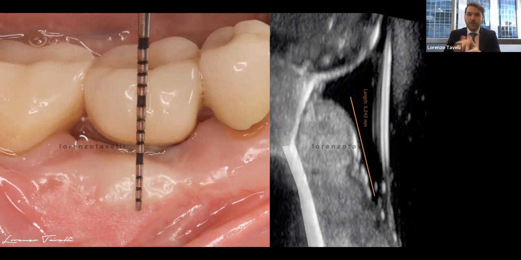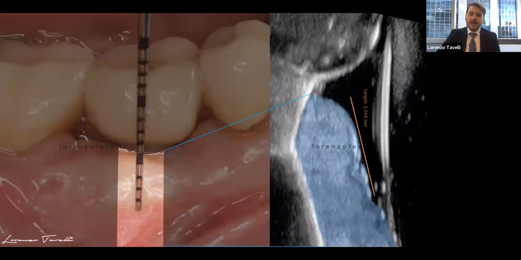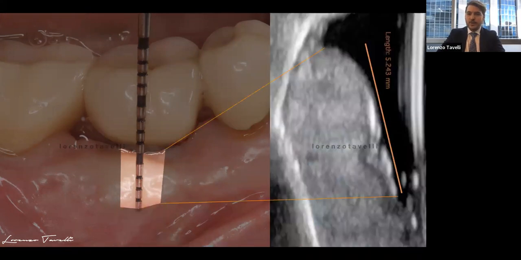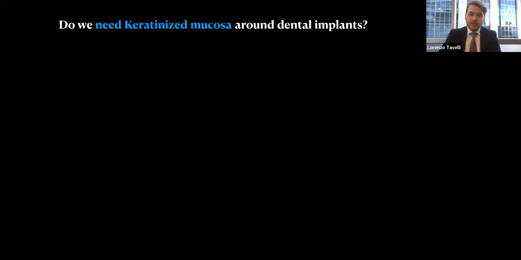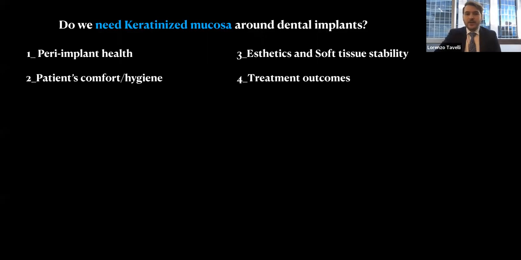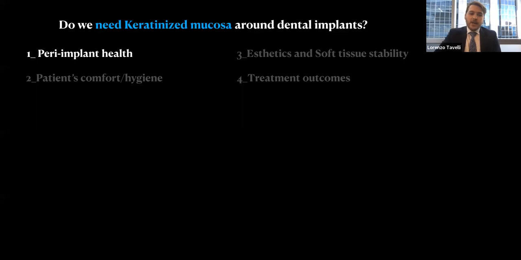And the buccal bone you can see with this white line, I do not see the implant underneath. And this is the part that represents the soft tissue, and in particular, this is the keratinized mucosa. We're going to see more and more of this scan, but as I mentioned, this is the first question I want to introduce. Do we need keratinized mucosa around dental implants? Now, these are the 4 points that I want to discuss, and then at the end, you will tell me if you agree with my way of thinking.